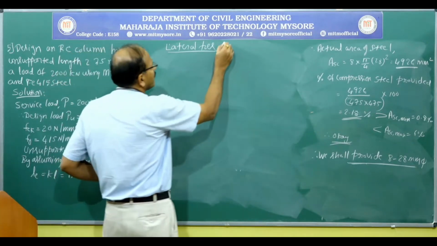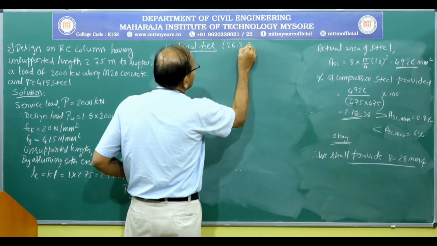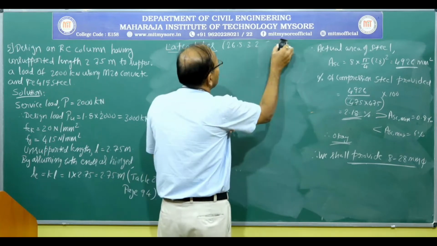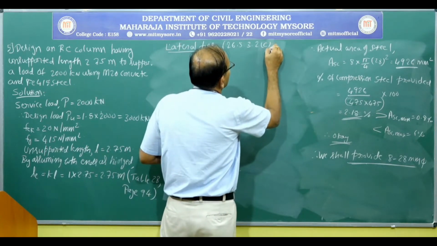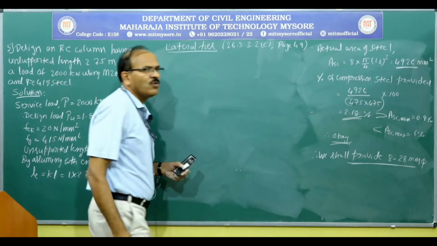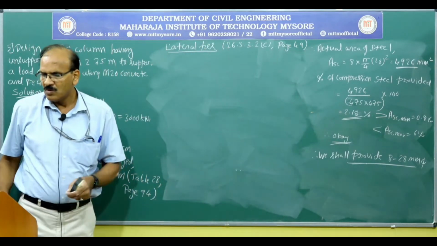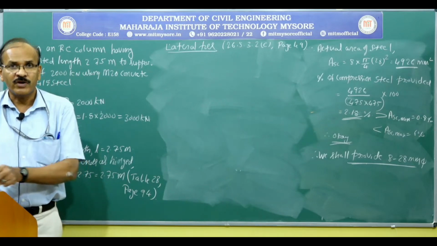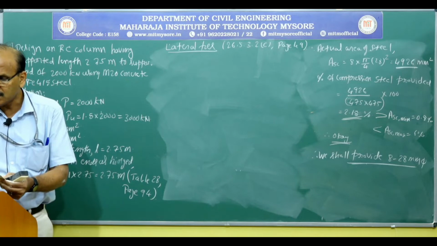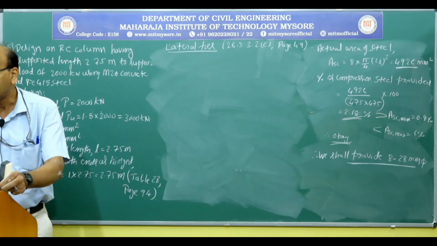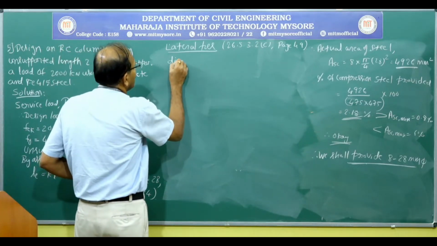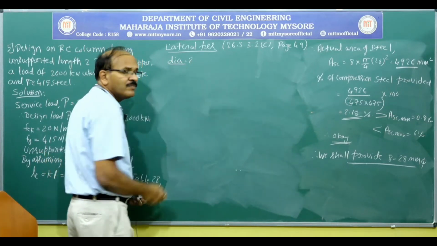So this is as per, of course, 26.5.3.2c on page 49 of the code book. If you go there, page 49, in the second column, it covers the pitch and diameter of lateral ties. Okay, let us go with the dia of the lateral ties.